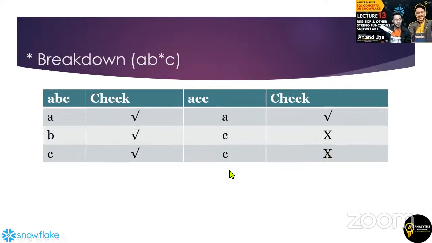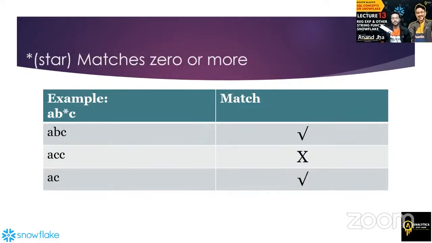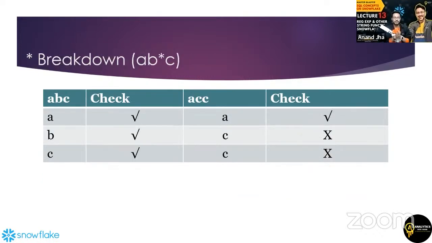One minute. Let's see, understand this. AB star C. So ABC, A is there. Check constraint, correct. Tick is there. B is there. Correct. Yes, Manisha is right. B is there, star means followed by 0 or more characters. C is there. So my first case is correct. All the check conditions have been passed.